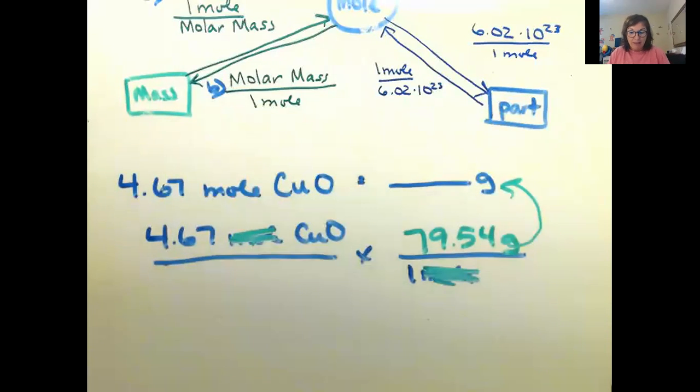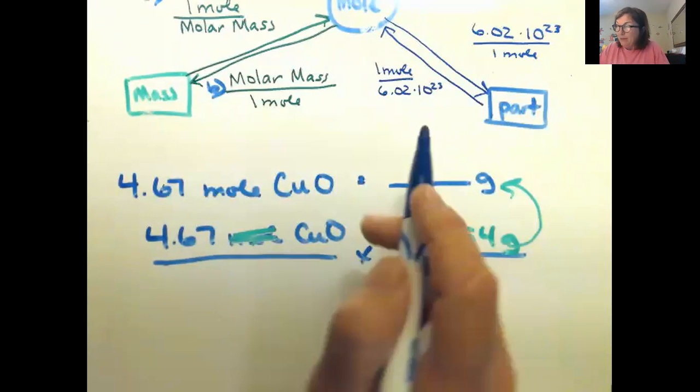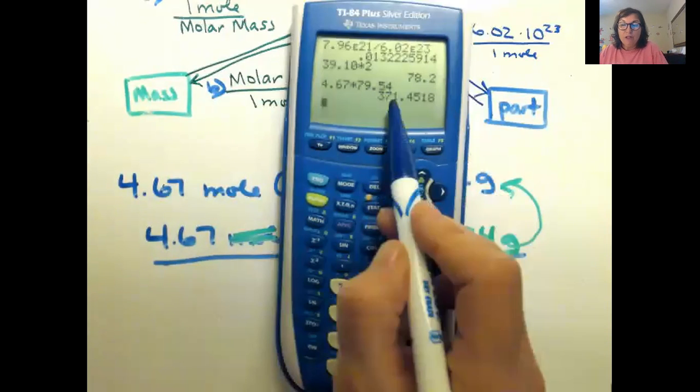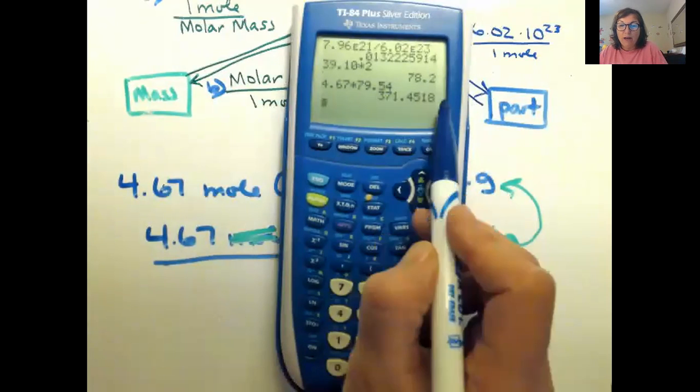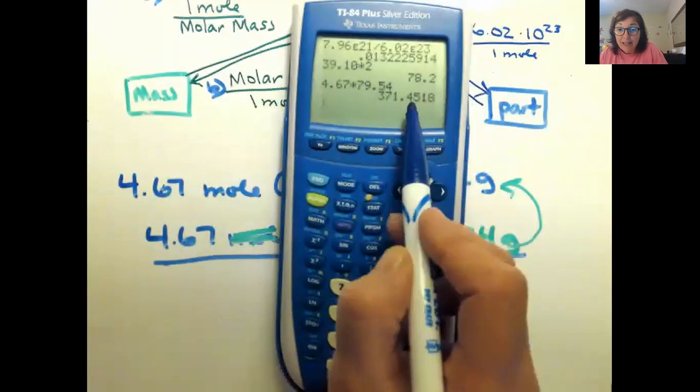So I take my calculator, I multiply the top by the top. So I take 4.67, and I multiply it by 79.54, and I get this, 371.4518. 2 digits after the decimal, guys.